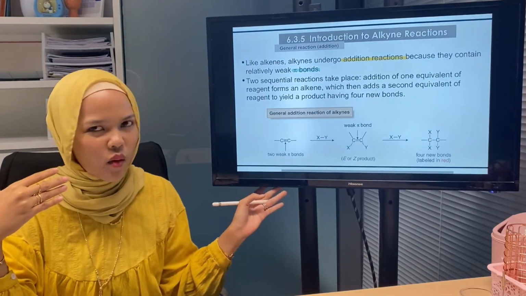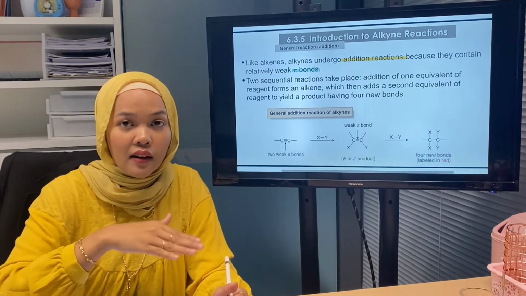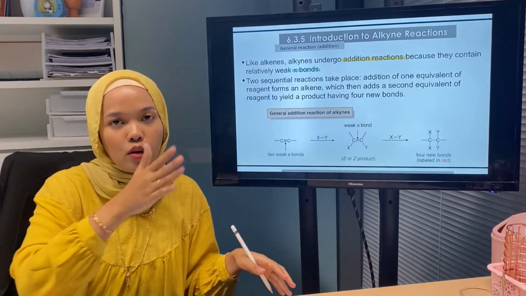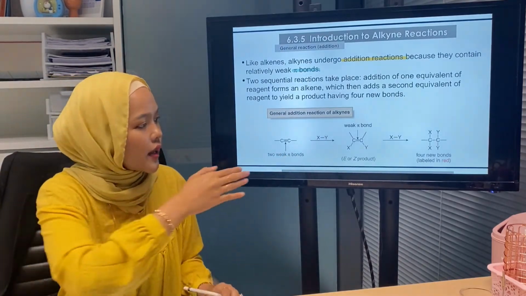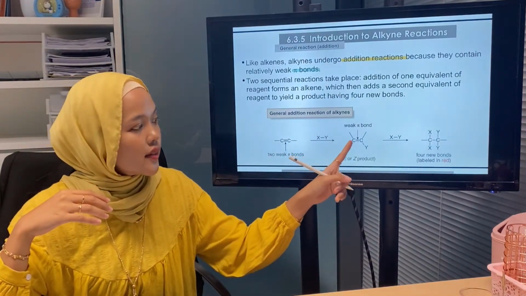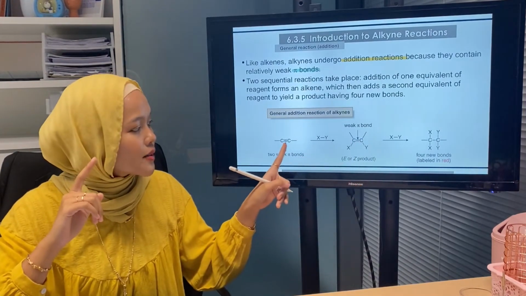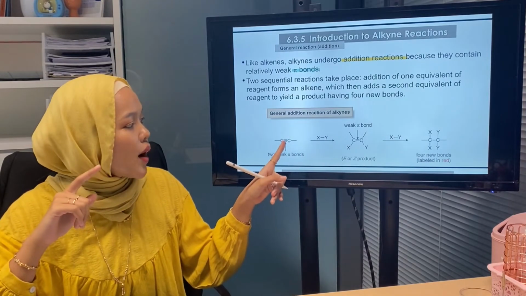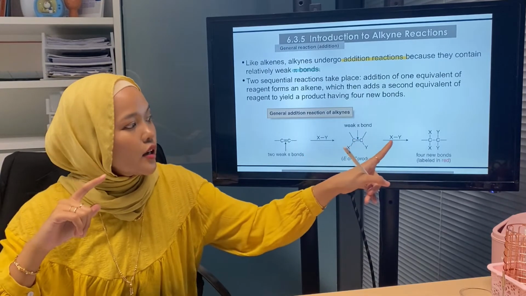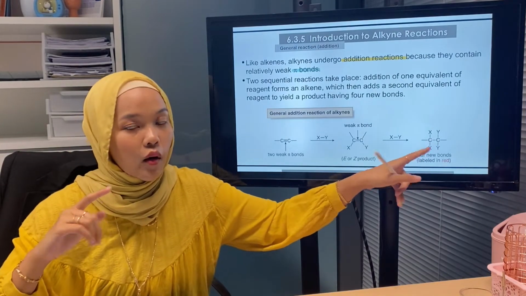Usually when you react alkynes with a compound, for example X and Y, there will be two sequential steps, step by step. Firstly, the alkyne will produce the alkene, something with one pi bond, as the first pi bond breaks. You see, one pi bond breaks, leaving one sigma bond and one pi bond, and then you add another X and Y, so you will get one sigma bond on the left.